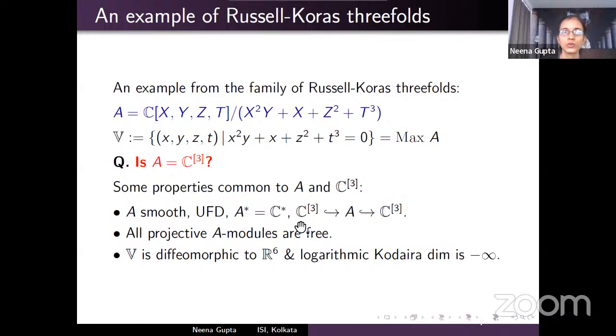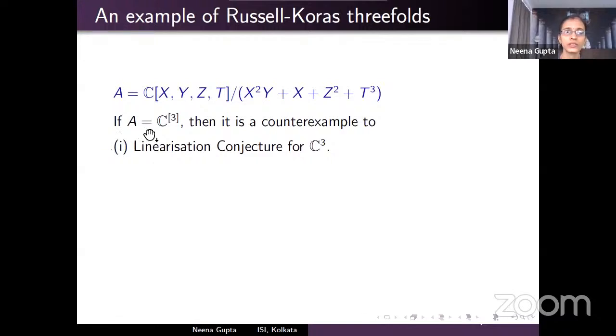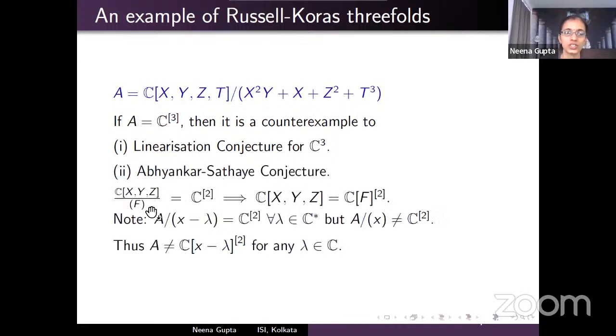Had this been a 2-dimensional ring, these properties would have been sufficient to prove that the ring is a polynomial ring in 2 variables. But here A is 3-dimensional, and they were not sufficient, and so this remained an open problem. If you proved that this ring A is a polynomial ring in 3 variables, it would have led to a counterexample to the linearization conjecture, which we have now seen has an affirmative answer, and also to the Abhyankar-Sathaye conjecture, because this conjecture says that if F is a plane, then F must be a coordinate.